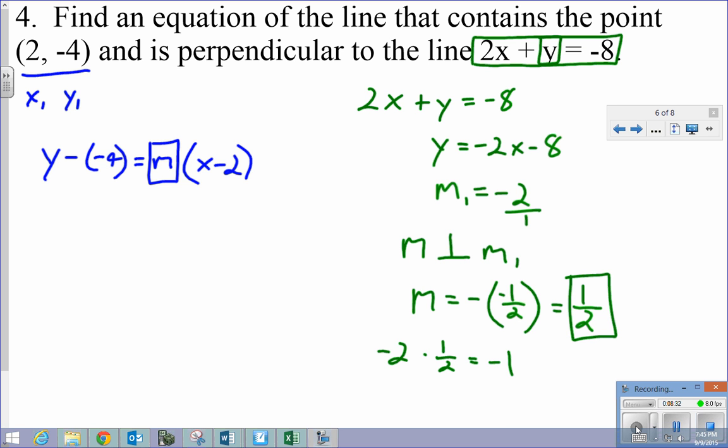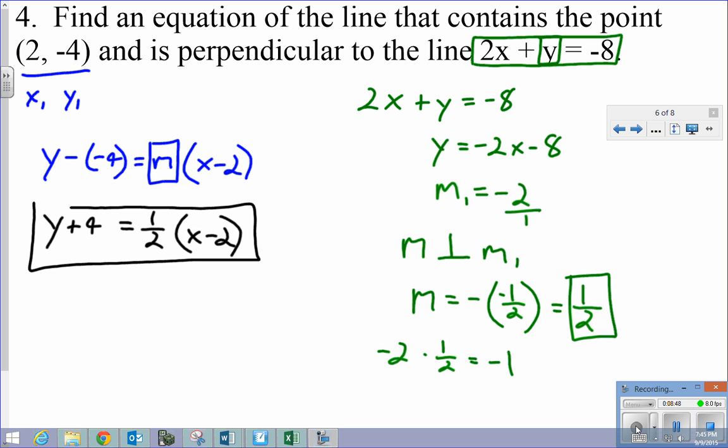Now I just substitute it in over here, and I get y plus 4 is equal to 1/2 times the quantity x minus 2. Okay, there is my equation that contains this point, but is perpendicular to this line. All right, that's our last example in our notes for tonight. Highlight any questions you have and bring them to class tomorrow. Thank you.